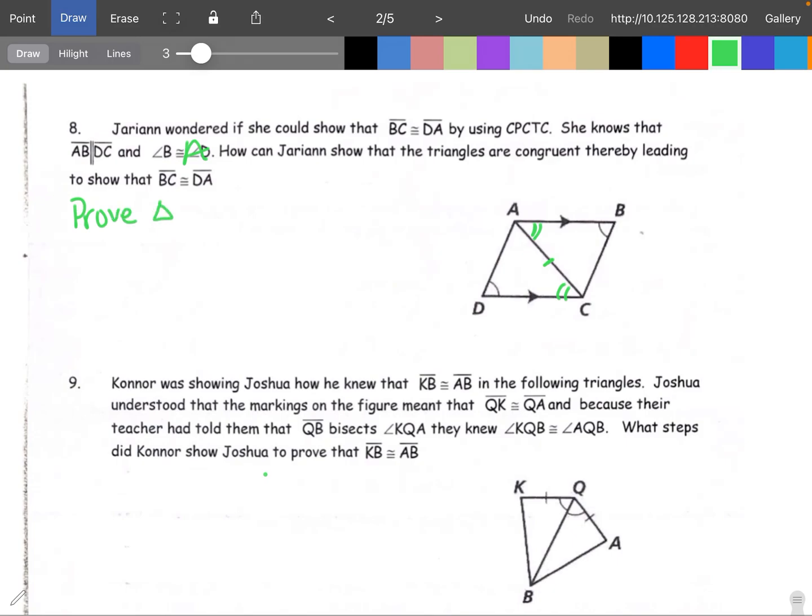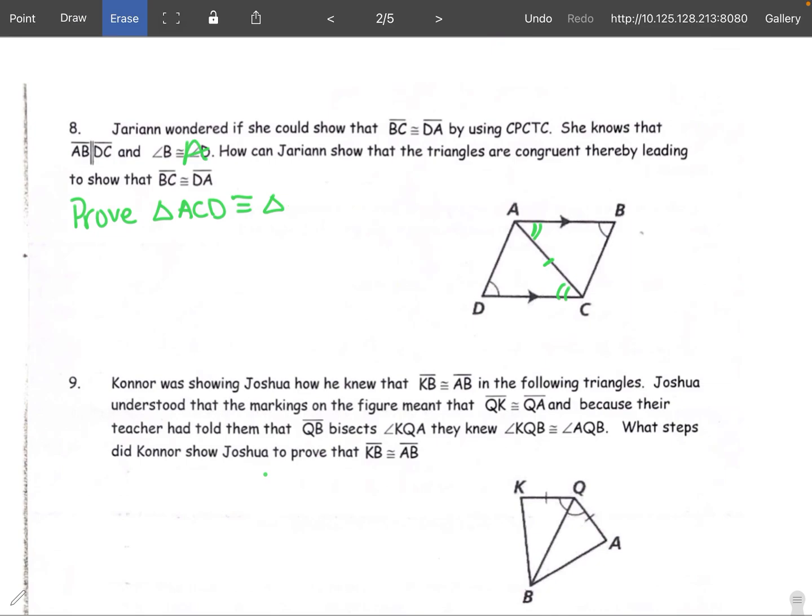triangle ACD is congruent to triangle CDA. Trying to make sure all my pieces are correct. I think I missed a B somewhere. Triangle ACD. Yeah, I surely messed that one up. ACD and CAB. That's what I need. Apologies.